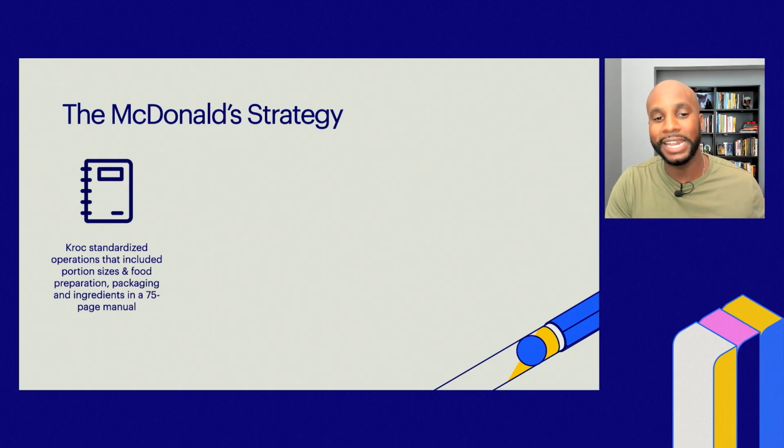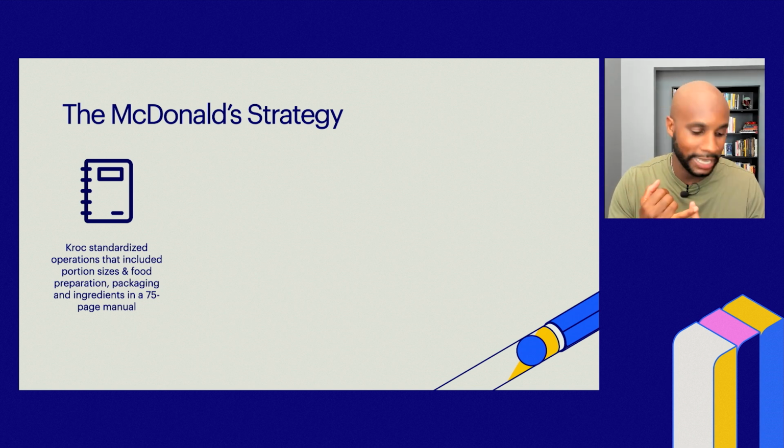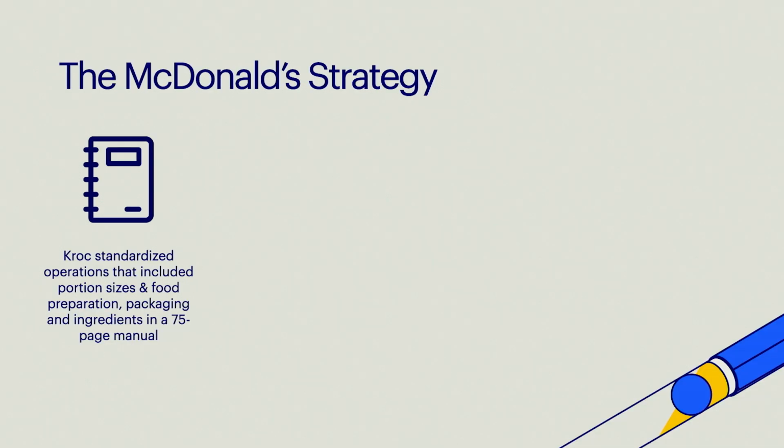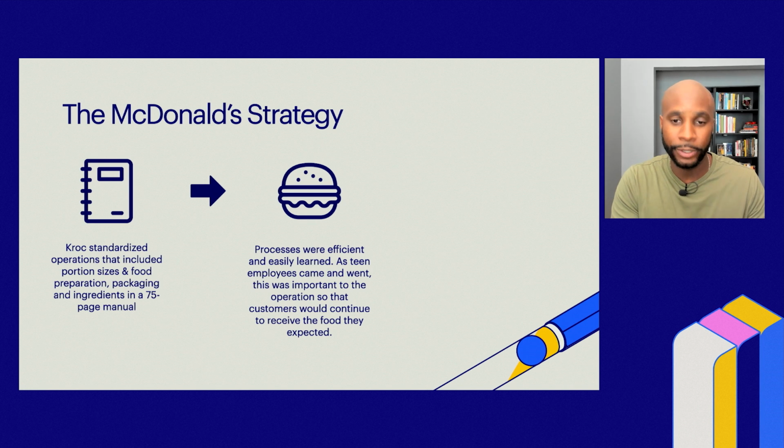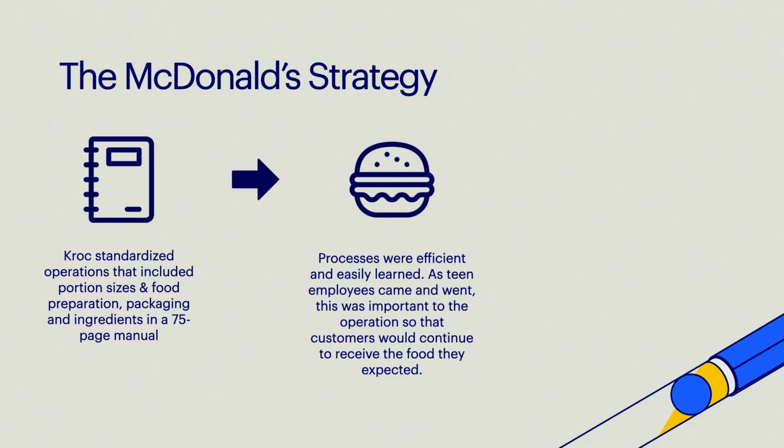So first thing he did was he had standardized operations that included portion sizes, food preparation, packaging, and ingredients in a 75-page manual. Now, listen, you might not need a 75-page manual to execute your SOPs, but it shows his level of dedication and how he was able to systematize. So he started out creating his operating procedures. He had that operating handbook, and that process made it efficient and easy for others to learn, as teen employees kind of came and went, right? A lot of times when you're working in fast food, a lot of your employees are younger. It was important that he had these operations so customers could receive a certain level of continuity and quality every time they came into one of his restaurants.